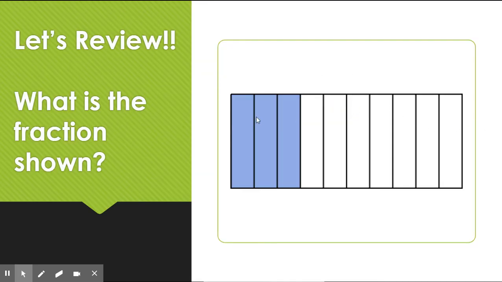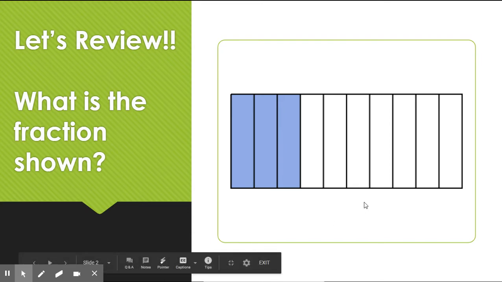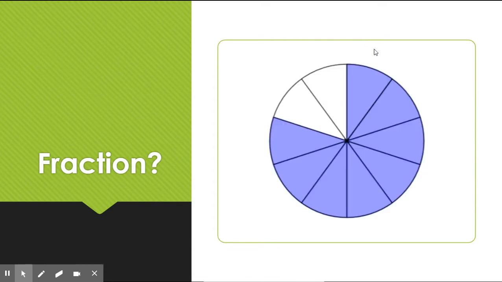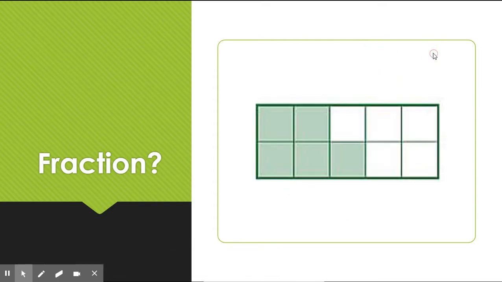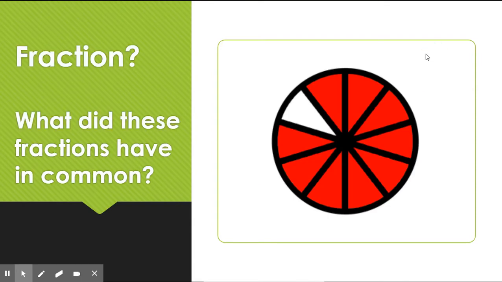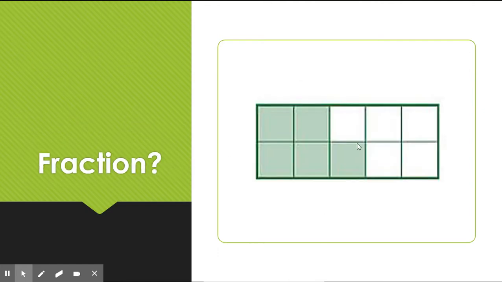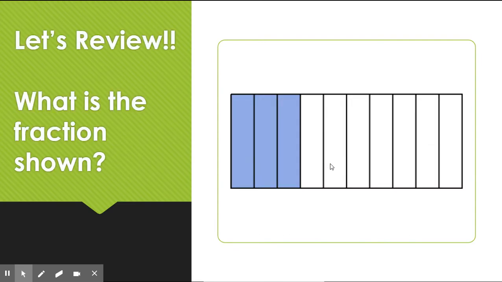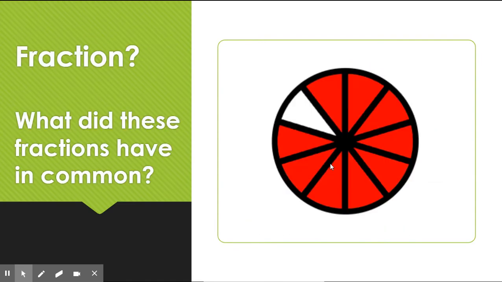So we reviewed. If we see 3 parts out of 10, we know that's 3 tenths. 4 parts would be 4 tenths. 8 parts would be 8 tenths. 5 tenths. 9 tenths. So if we stop and think, what do all these fractions have in common? They all have 10 parts. So this one has 10 parts, this one has 10 parts. Even though the wholes are different shapes, they all have those 10 parts.